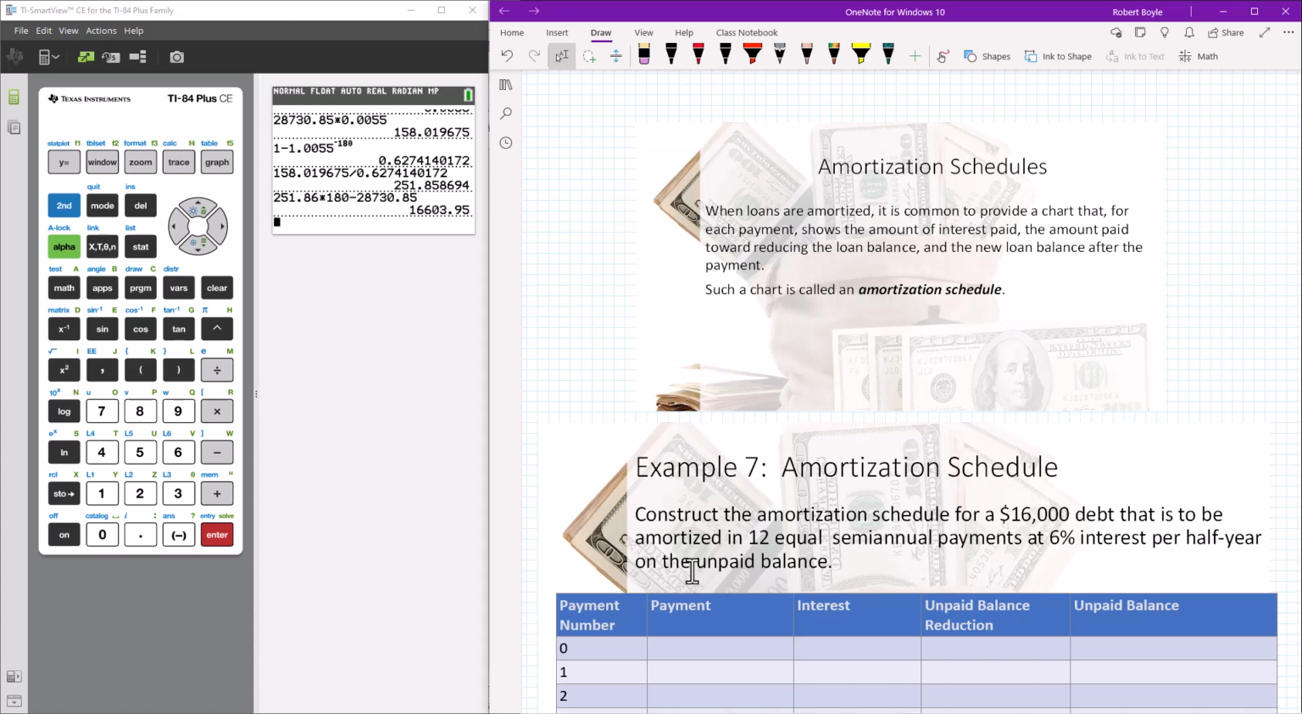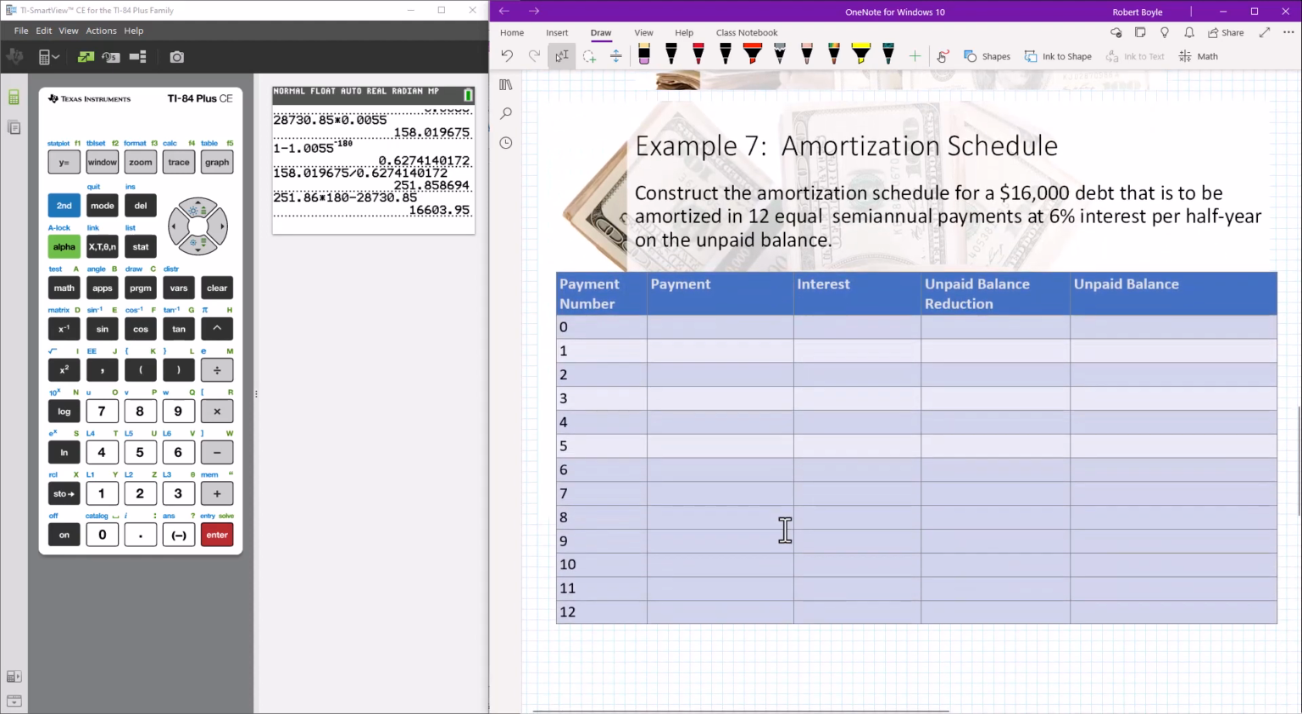And this chart is called an amortization schedule. One of the things you're going to have to do in your homework is actually construct such a schedule. That is going to be down here in example 7, which is your third homework problem. And that's what we're going to do here. So here we want to construct an amortization schedule for a $16,000 debt that is supposed to be amortized or paid off in 12 equal semi-annual payments at 6% per half year. So that's over the period on the unpaid balance.